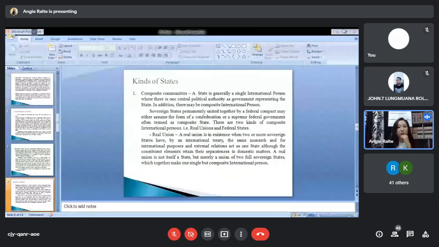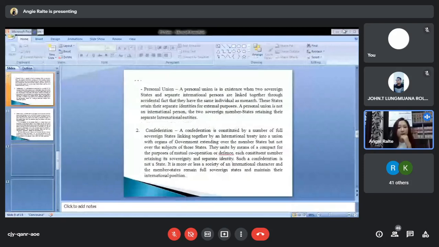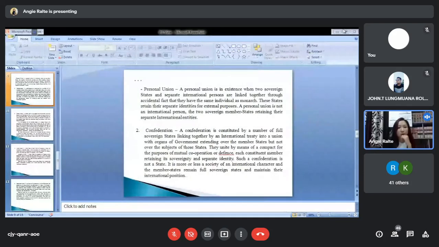Real unions, federal states, and personal union. A personal union is in existence when two sovereign states, separate international persons, are linked together through the accidental fact that they have the same individual as a monarch. These states retain their separate identities for external purposes. A personal union is an international person, the two sovereign member states retaining their separate international entities. That's a personal union.